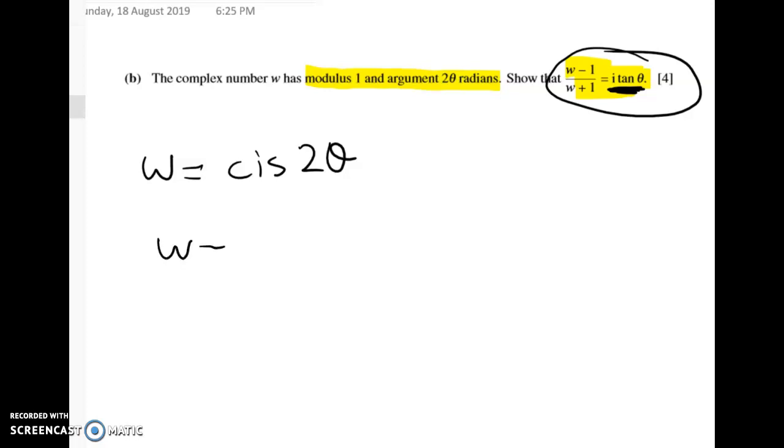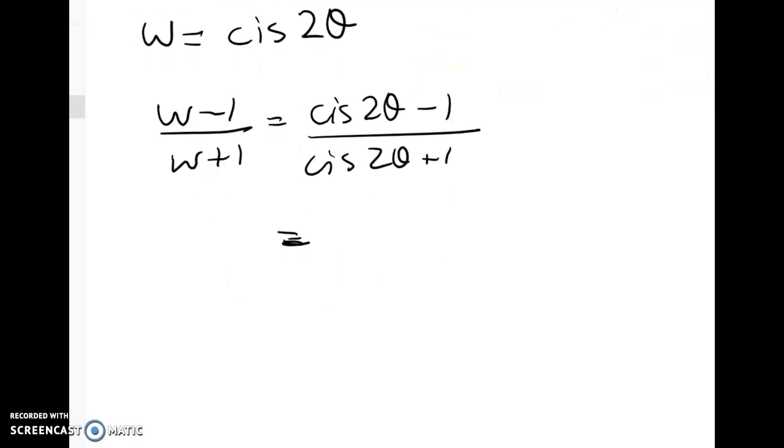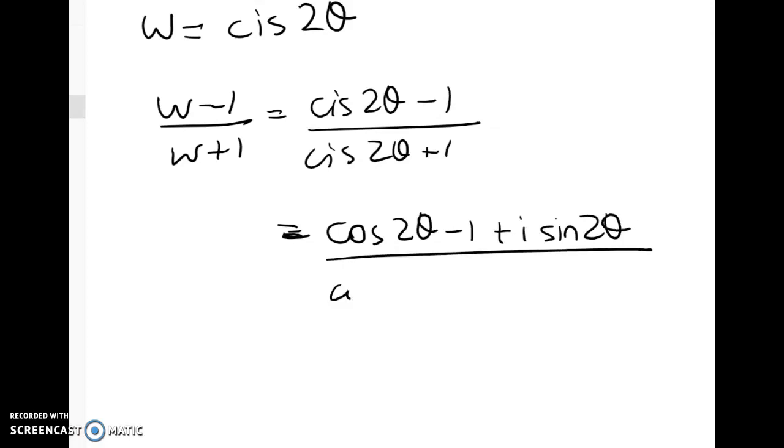So on the left-hand side, we've got w minus 1 over w plus 1. So let's just write that out first. Cis 2 theta minus 1 over cis 2 theta plus 1. Now we want to group the real and the imaginary parts of that. So we're going to write that out as follows. We're going to have cos 2 theta minus 1 plus i sine 2 theta over cos 2 theta plus 1 plus i sine 2 theta.